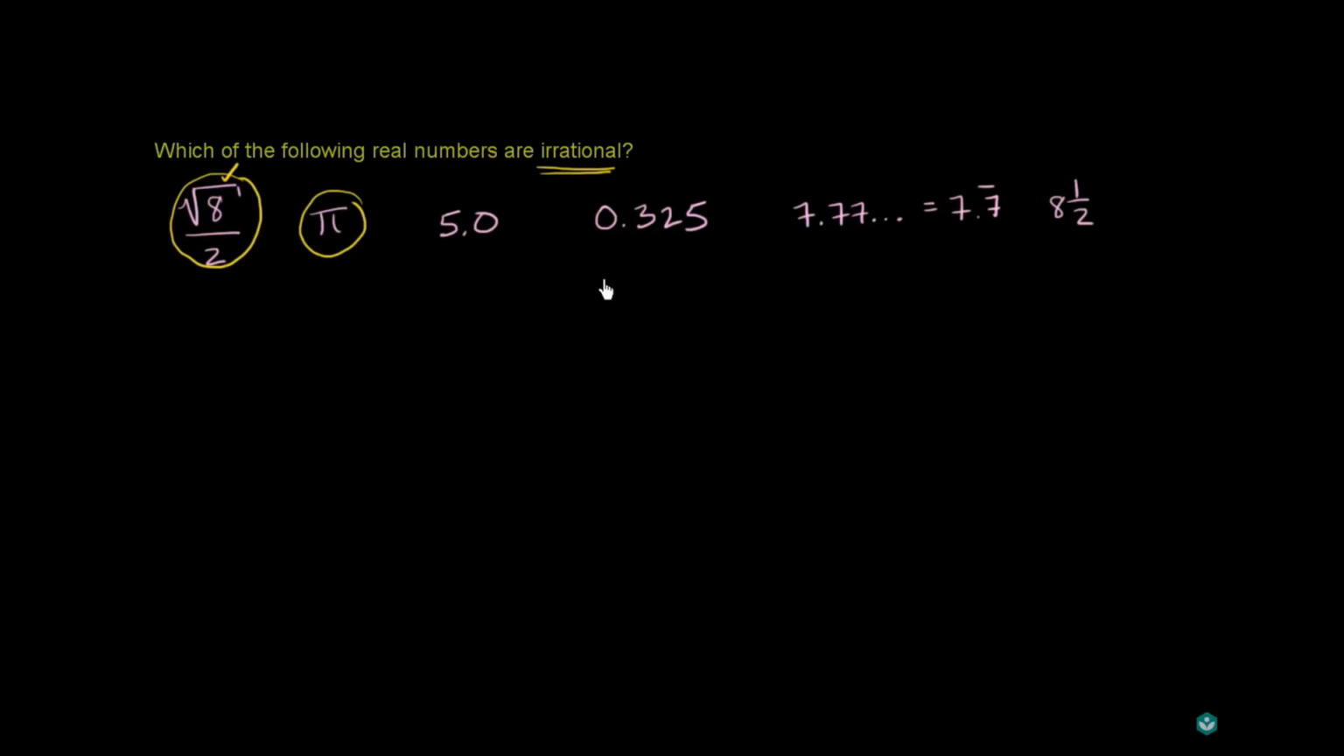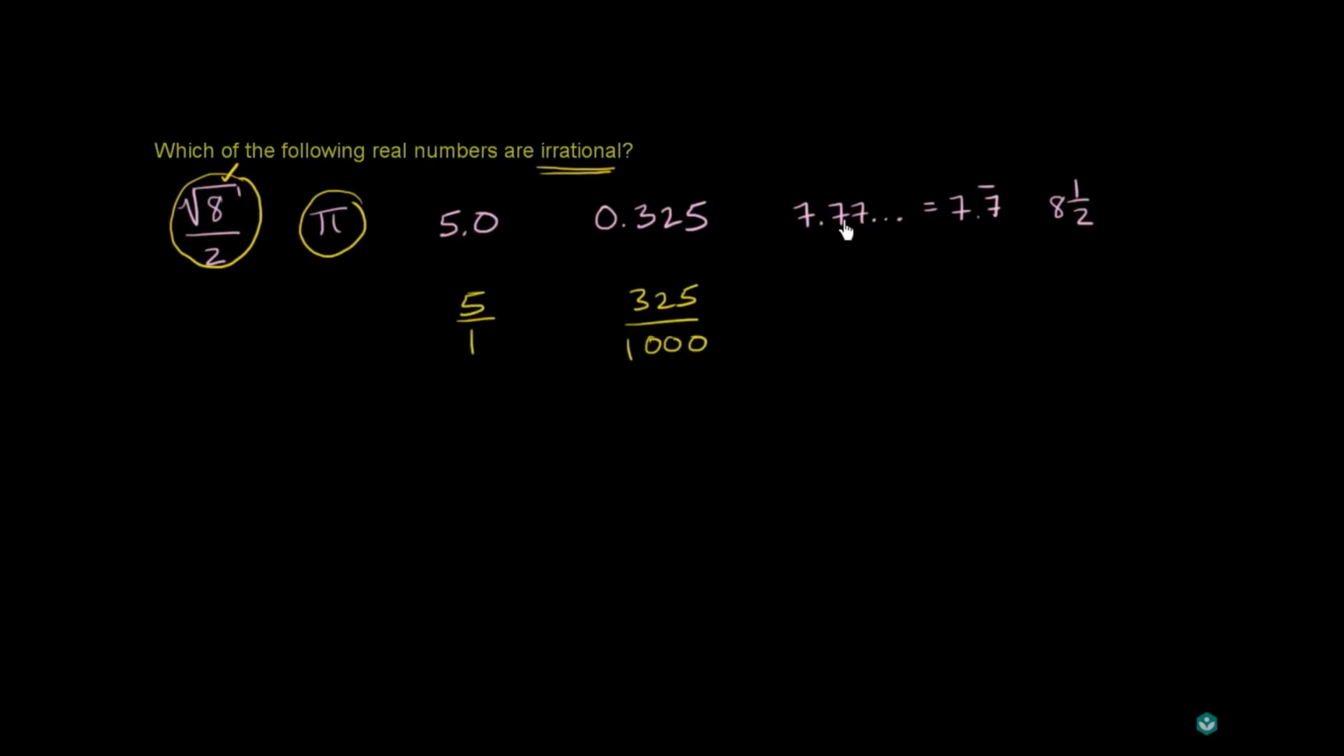0.325. Well, this is the same thing as 325 over 1,000. So I can clearly represent it as a ratio of integers. So this is rational, just as I could represent 5.0 as 5 over 1. Both of these are rational. They are not irrational. Correct.